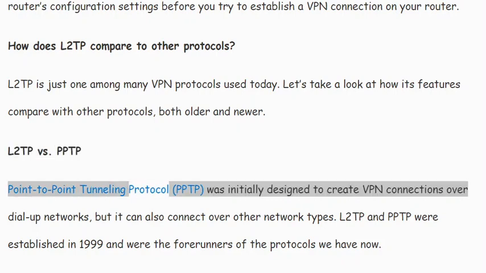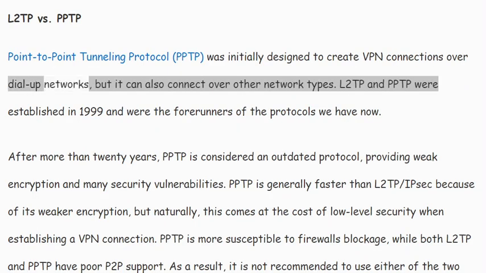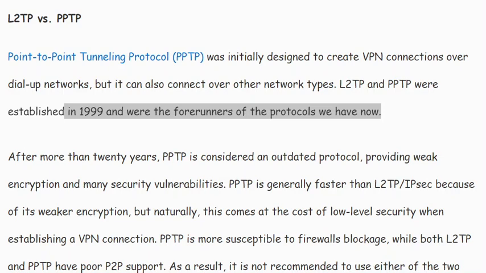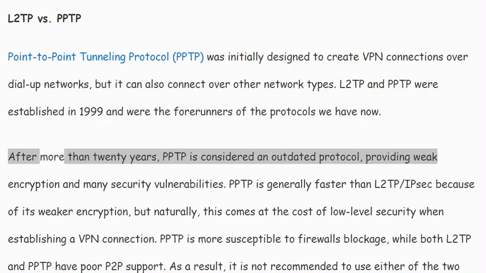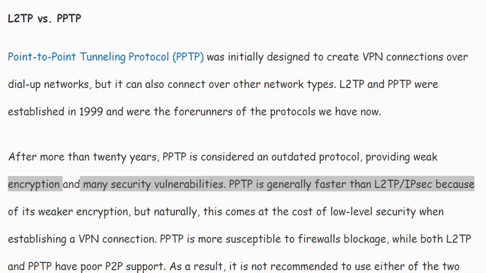Point-to-point tunneling protocol, PPTP, was initially designed to create VPN connections over dial-up networks, but it can also connect over other network types. L2TP and PPTP were established in 1999 and were the forerunners of the protocols we have now. After more than 20 years, PPTP is considered an outdated protocol, providing weak encryption and many security vulnerabilities.